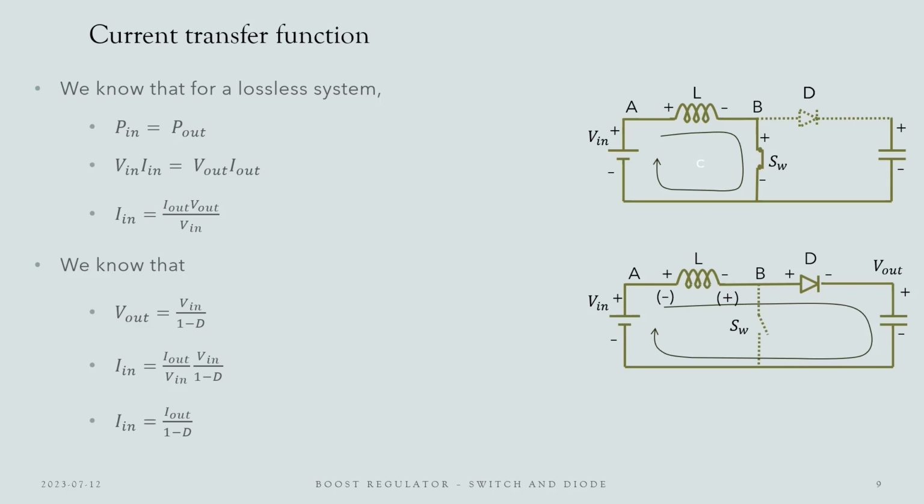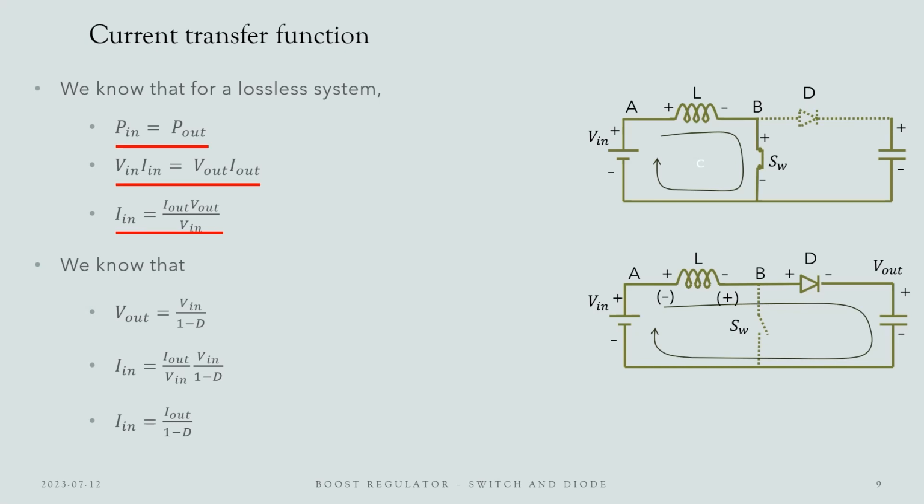Let us now look at the current transfer function. For a lossless system, we know that input power is equal to output power. Then Vin Iin is equal to Vout Iout. The input current is given as Iin equals Iout Vout divided by Vin.